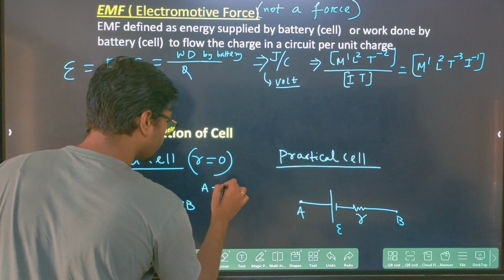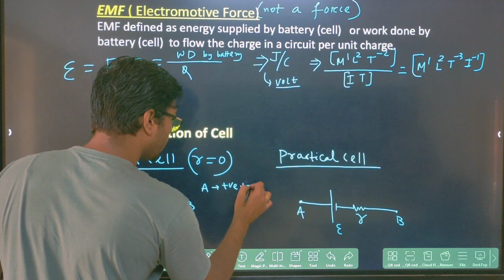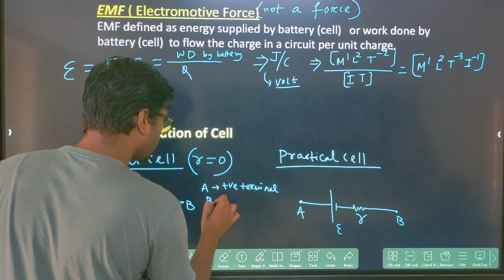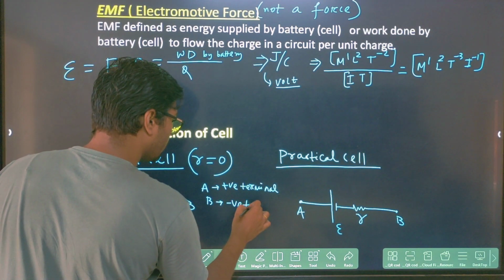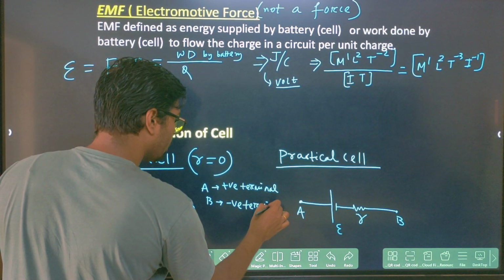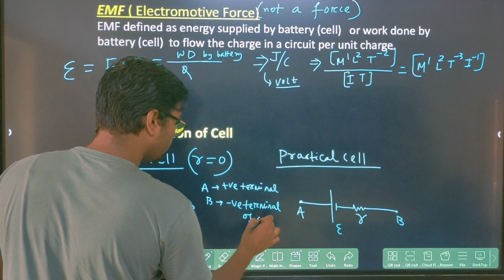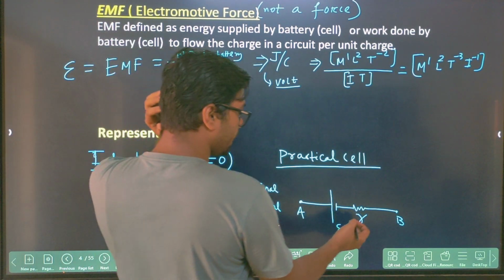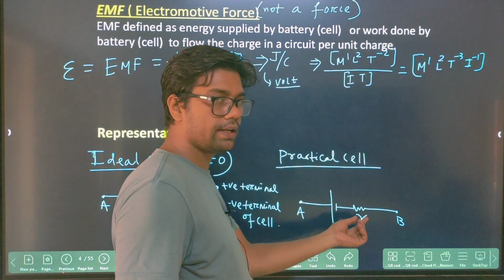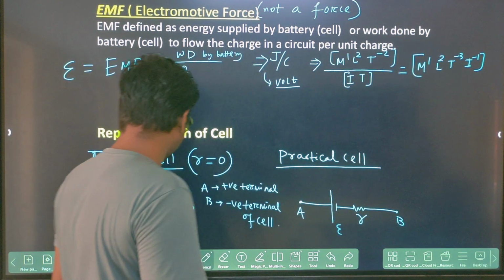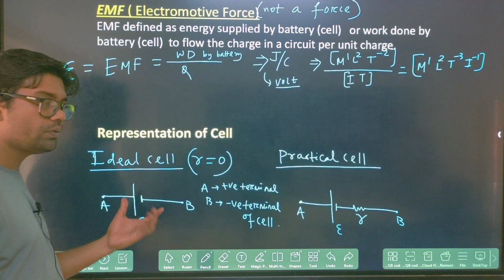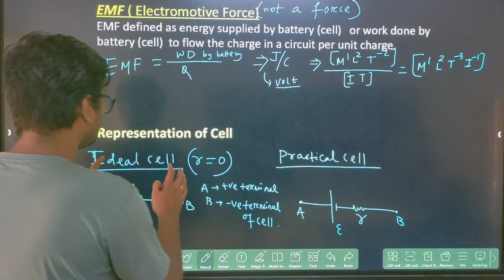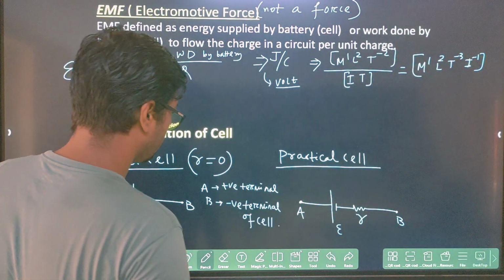So A is basically the positive terminal of the cell, B is the negative terminal of the cell. And in a practical cell there will be an internal resistance, but in an ideal cell there is no internal resistance. Clear? This is how you represent a cell. Okay.